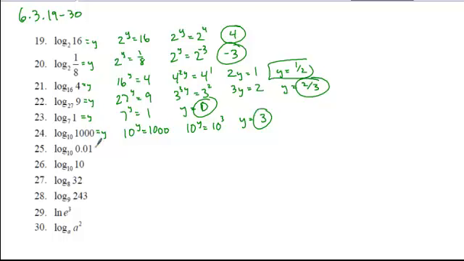Here you can rewrite it in exponential form. 10 to the power of y is equal to 0.01. 0.01 is like taking 10 to the power of 1, 2 places to the left, or minus 2. Therefore, your y value is going to equal negative 2.